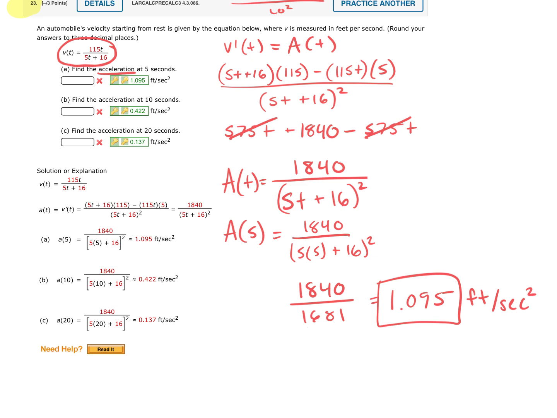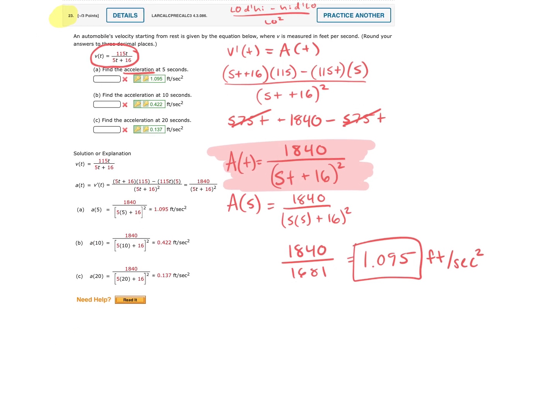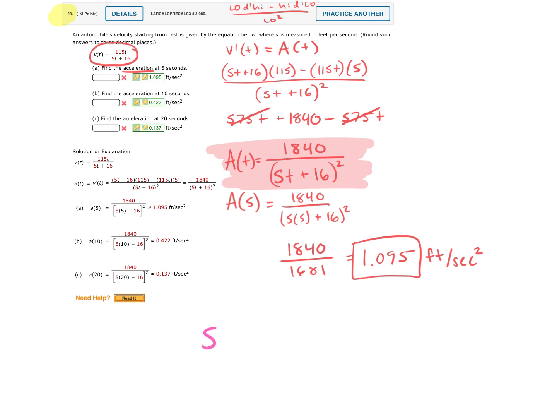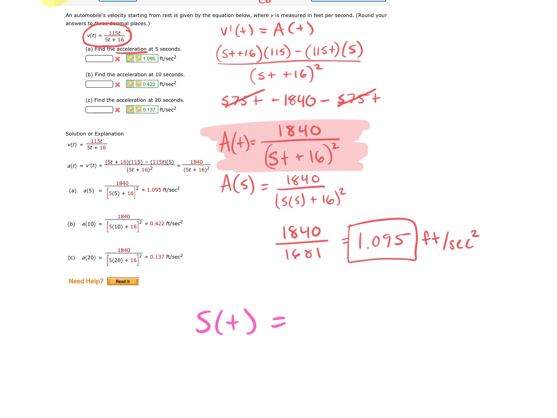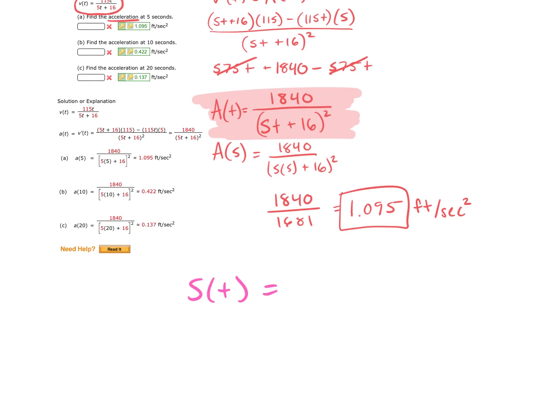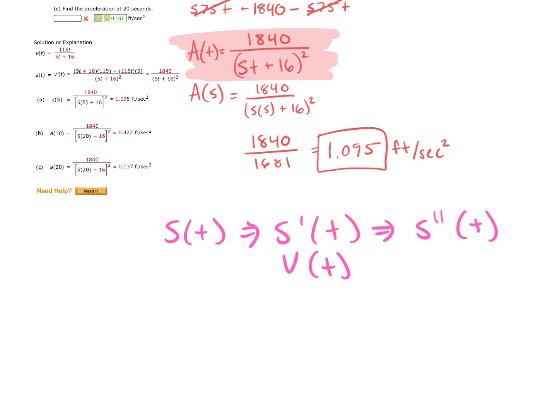For B, you're doing the same thing, but you'd plug in 10 into your acceleration formula. And then for C, you're doing the same thing, but you plug in 20. So super, super, super important. The derivative of the position, S of t, is the velocity. So S prime of t is velocity. And then the second derivative of our position is the acceleration.